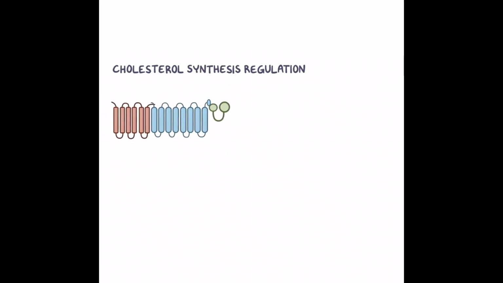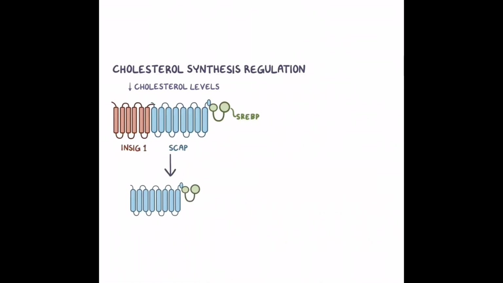Now, cholesterol synthesis is regulated by a trio of proteins: sterol regulatory element binding protein, or SREBP, and 2 others that just go by SCAP and INSIG1. Let's say that cholesterol levels drop because there's less cholesterol coming into the cell from the diet. In that situation, INSIG1 falls off of SREBP, like pulling a pin from a grenade.